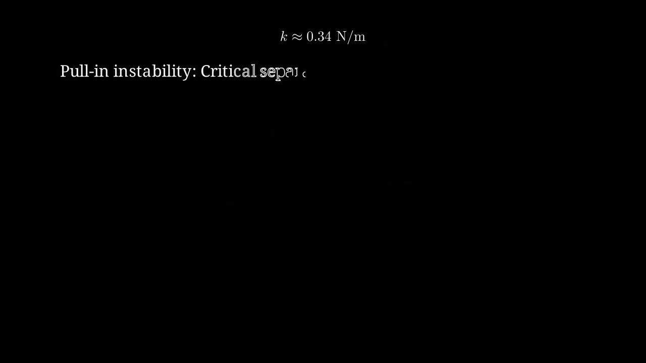There's a critical concept called pull-in instability. As the beam deflects toward the substrate, the van der Waals force increases faster than the restoring force. Beyond a critical separation, the beam snaps down irreversibly. The critical separation is approximately 2/3 of the initial gap. For our 500 nanometer gap, pull-in occurs when the gap decreases to about 330 nanometers.